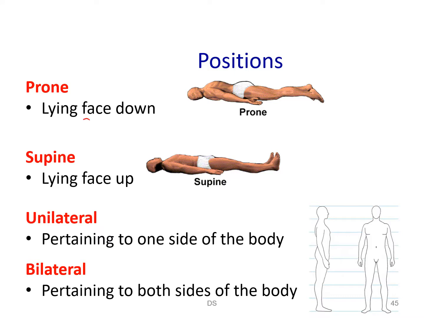If the face is laid down, we call that position prone. The other is the supine position. If our face is downward, we call that the prone position. If the face is upward, that is the supine position. Unilateral is one side of our body when we stand. Bilateral, two sides are visible.